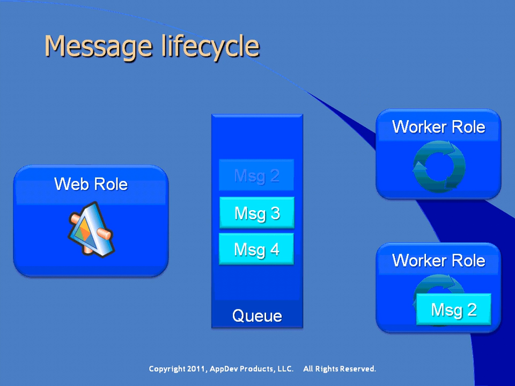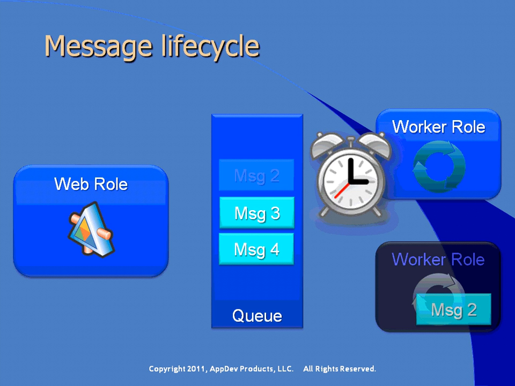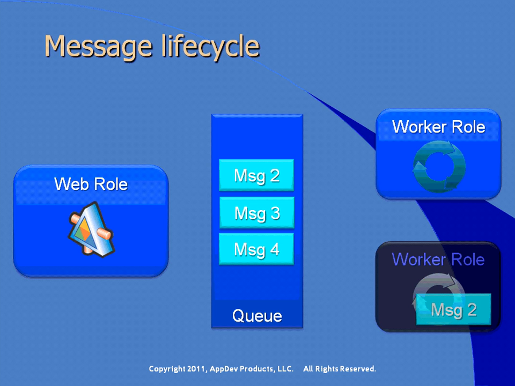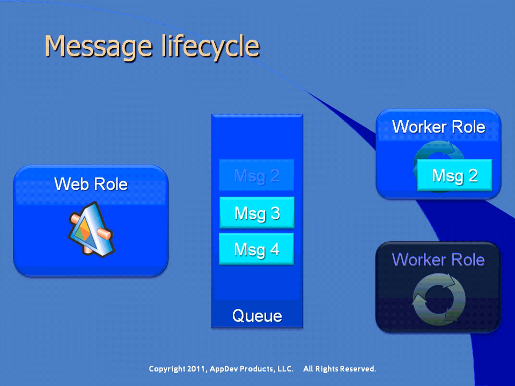Worker role 2 then grabs message 2. And while it's processing it, the timeout expires, which then puts message 2 back on the queue. But as far as worker role 2 is concerned, it's still processing that message. Because message 2 is back on the queue, worker role 1 can then grab that message. But then when worker role 2 is done with processing that message, it goes back and tries to delete that message, but can't because worker role 1 has grabbed that message.